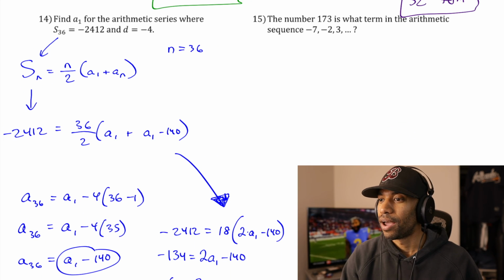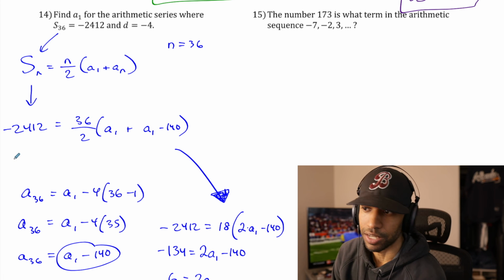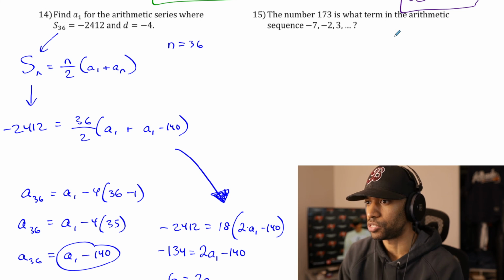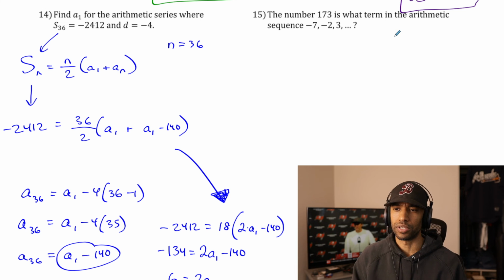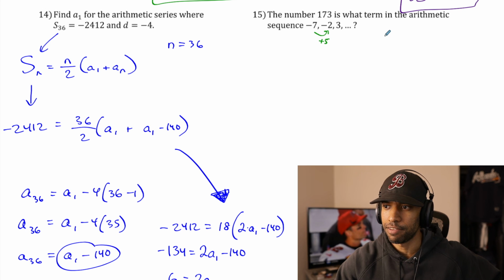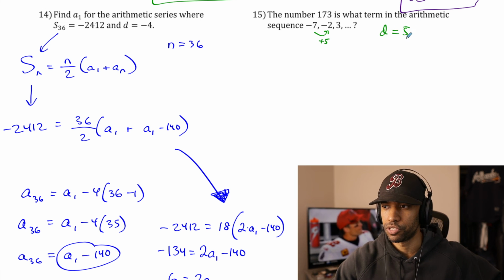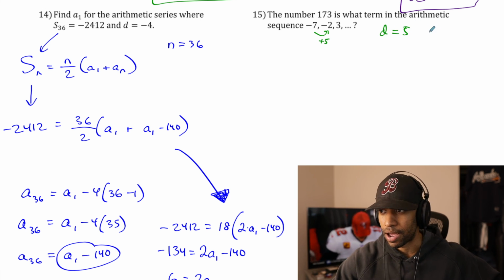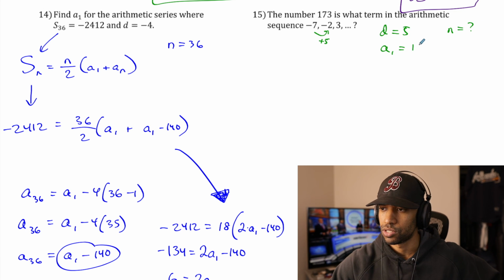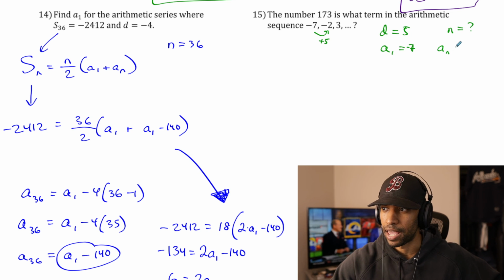All right, and lastly, number 15. The number 173 is what term in the arithmetic series here? We literally just did a problem like this before. The common difference here, we're adding 5. The common difference is 5. We need to figure out n. We don't know n. We know the first term is negative 7, and the value of term n that we know is 173.